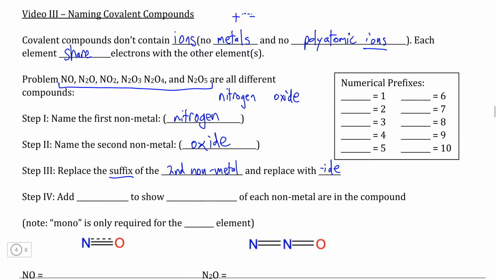Now, the problem is, because there are multiple different ways to share unpaired valence electrons, even if we keep the same elements between multiple compounds, we can see that we have many different nitrogen oxides, and we need additional components to the name in order to distinguish which nitrogen oxide is which, for which we need to use parts of speech that we call numerical prefixes in order to show how many of each nonmetal we have within the compound.